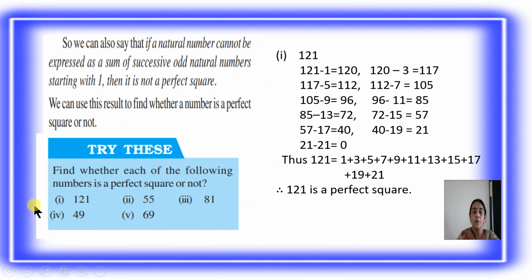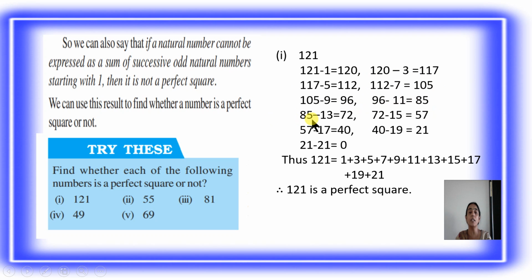I will take the first one as 121. I will start subtracting from 1. So 121 minus 1 is equal to 120. The next number I have to subtract is 3. So 120 minus 3 is 117. 117 minus 5 is 112. 112 minus 7 is equal to 105. 105 minus 9 is equal to 96. And 96 minus 11 is equal to 85.